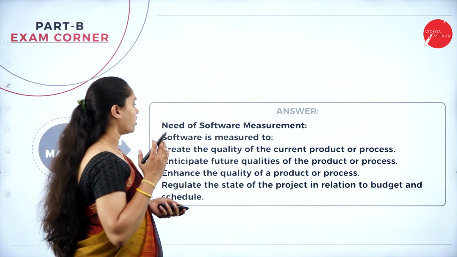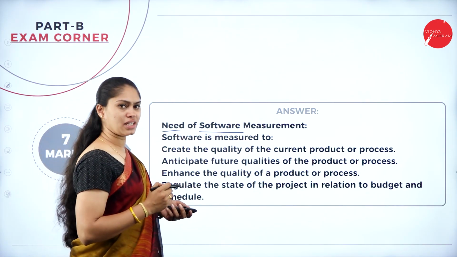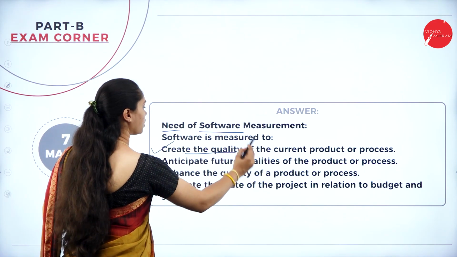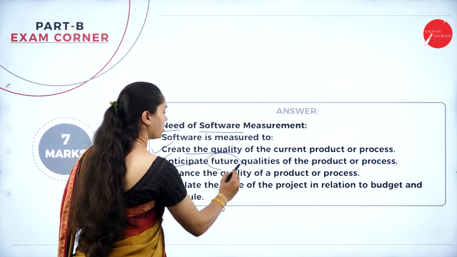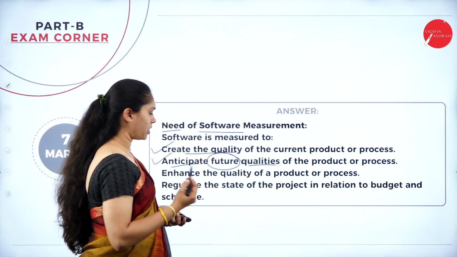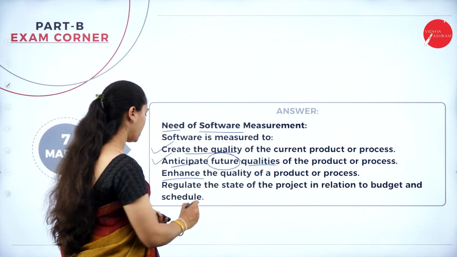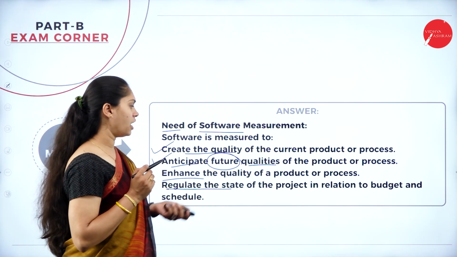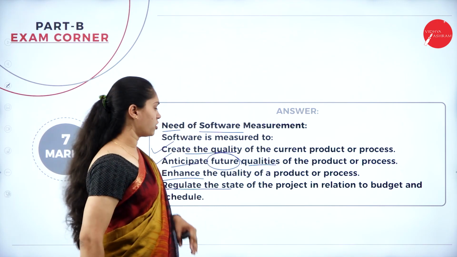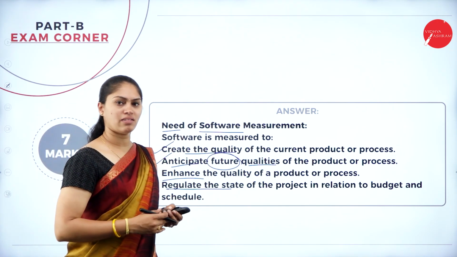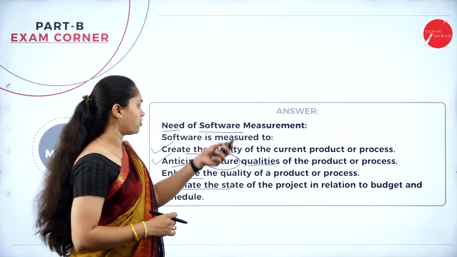And also, what is the need of software measurement here? To create the quality of a current product or a process, to anticipate the future qualities of a product or a process, to enhance the quality and to regulate the state of the project. If you don't have any standards or a set of rules, then it is going to break. That's why we need software measurement.